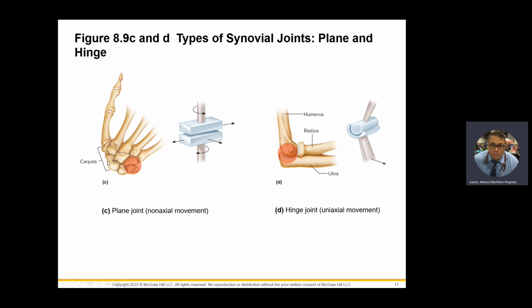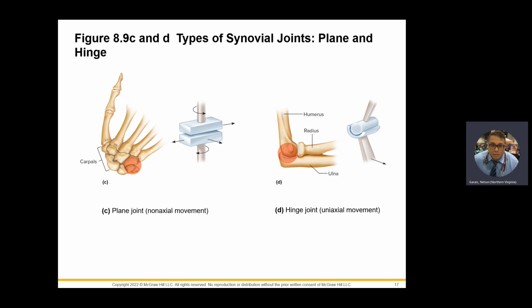Plane joint, think what? My wrist. And again, my wrist does what? It slides. Hinge joint, I want you to think flexion and extension. So what's the classic? The classic flexion and extension. And what's flexion? Remember, we're going to do some geometry. Remember this angle here? 90 degrees and 90 degrees, that's 180 degrees.